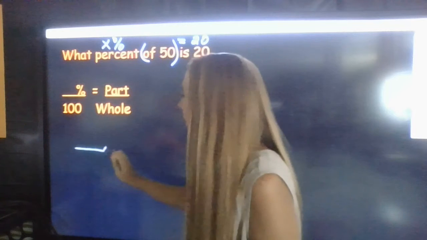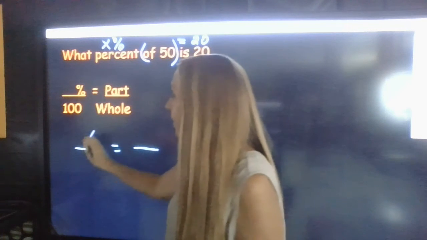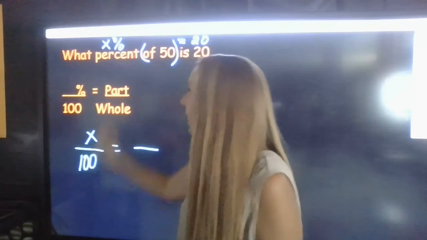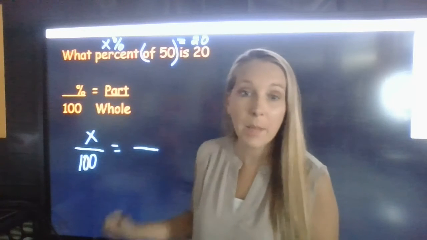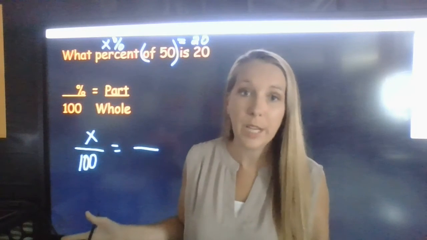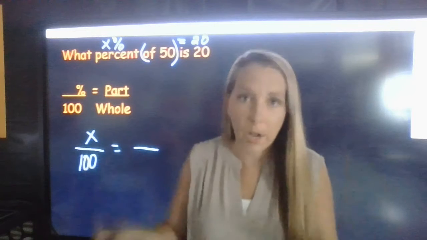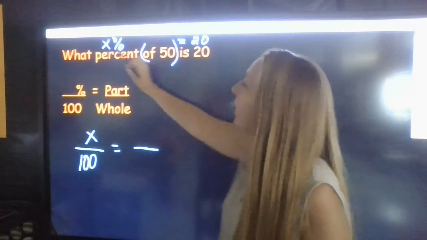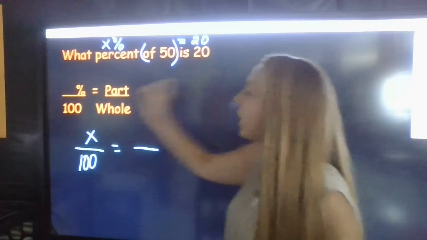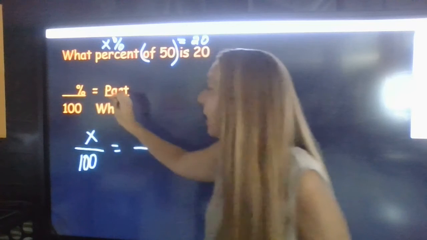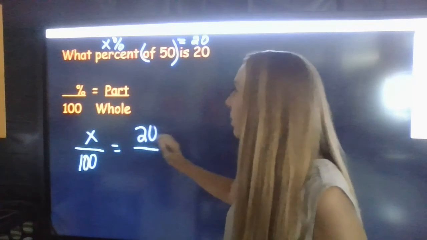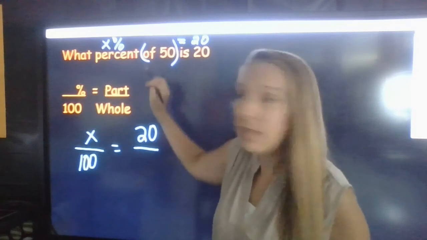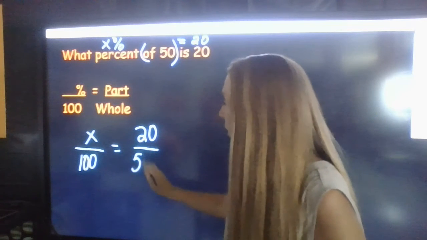So we're going to come over here and we're going to put X over 100, because anytime we see that percent sign, we automatically put that over 100. Even if we don't know the percent, it's still going to go over 100. Then we have X percent is 20. So the percent equals 20. So 20 is going to go on top. Then we got the "of 50." That is our total. So that goes on bottom.